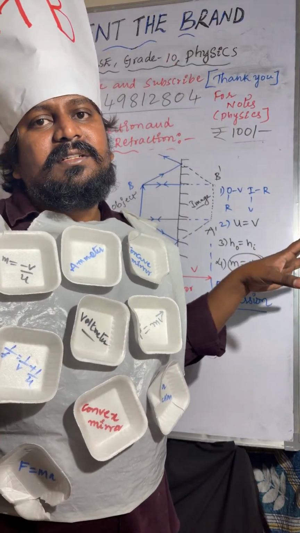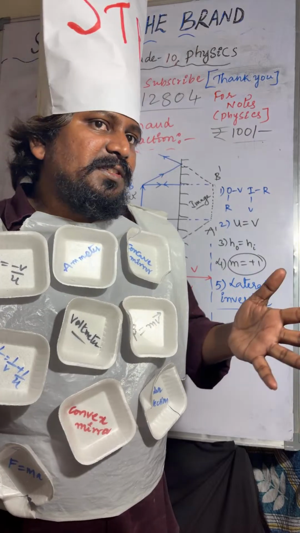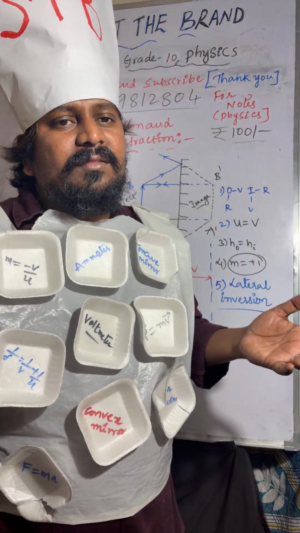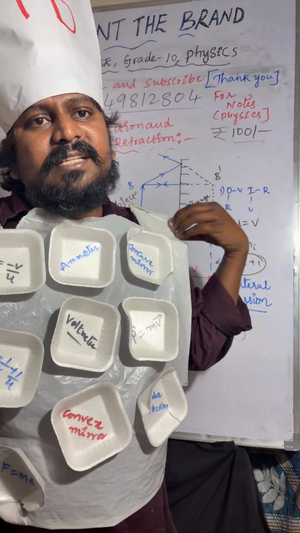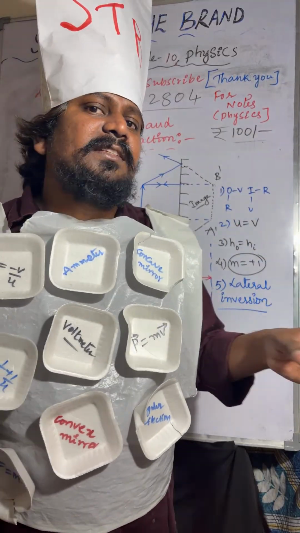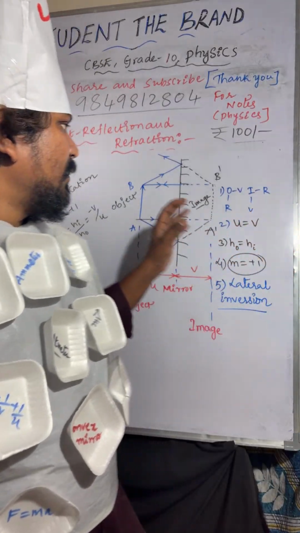This mirror image is called lateral inversion. Simply we can say the right side of the object appears to be the left side of the image, and the left side of the object appears to be the right side of the image. This mirror image is called lateral inversion. I hope it is very clear.